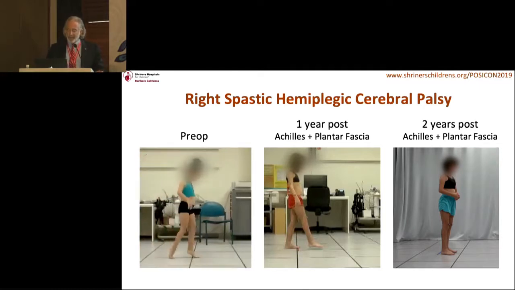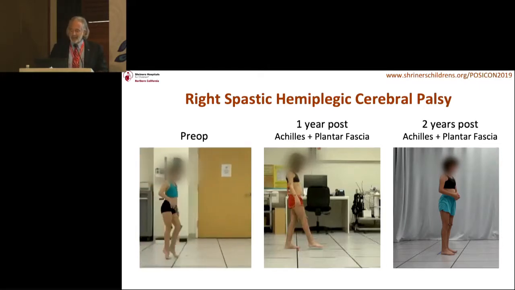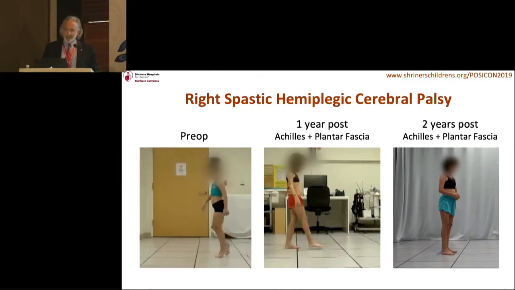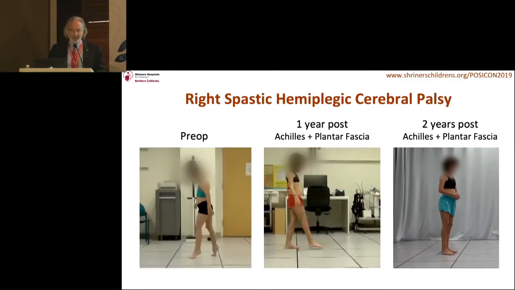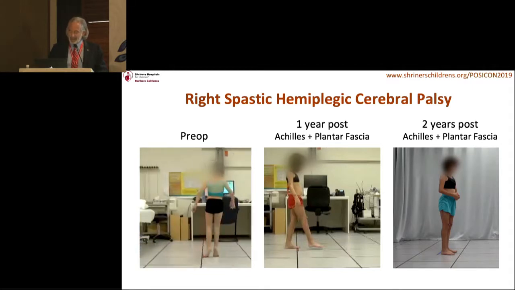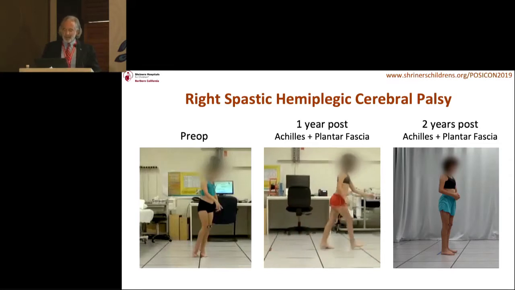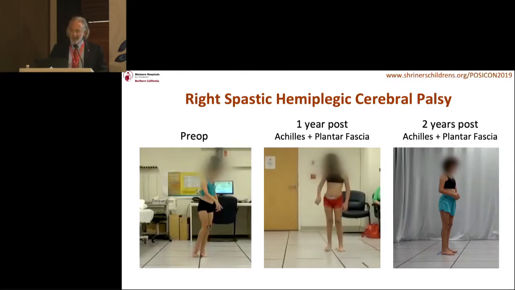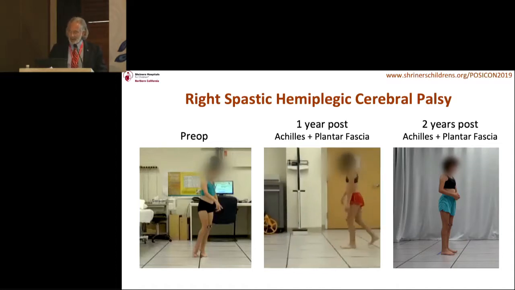Our subject is a right hemiplegic cerebral palsy patient. She has a number of primary deviations on her right side and compensatory deviations on the left side. She underwent an Achilles tendon lengthening and plantar fascia release, and 1 year after surgery, although her foot is flat on the floor, she now has a stiff knee gait on the right and is vaulting on the left.